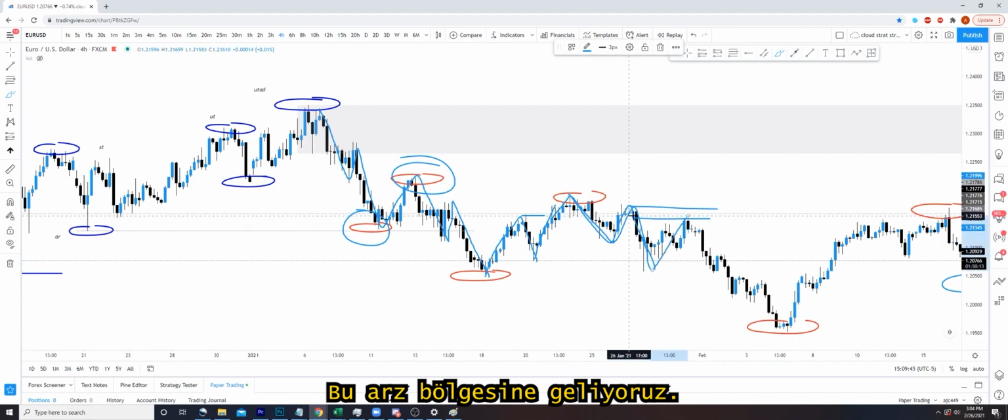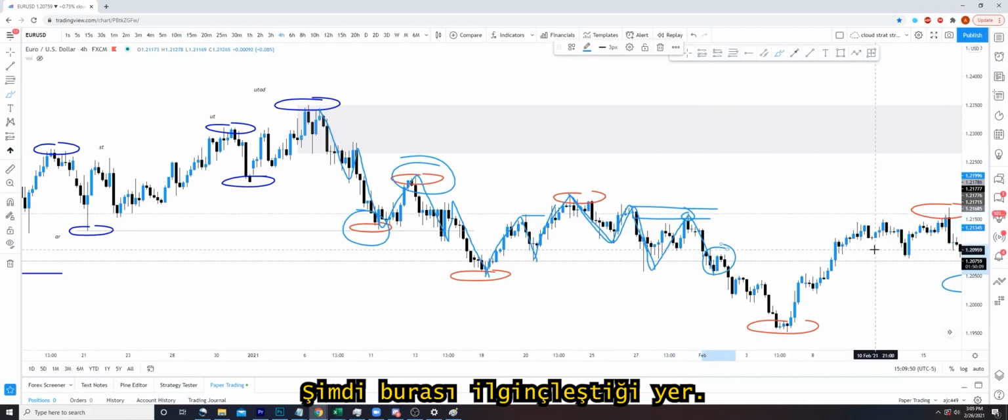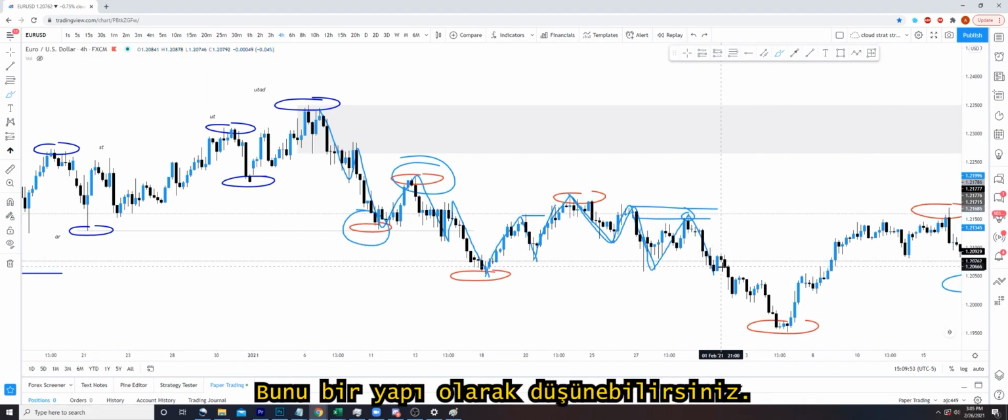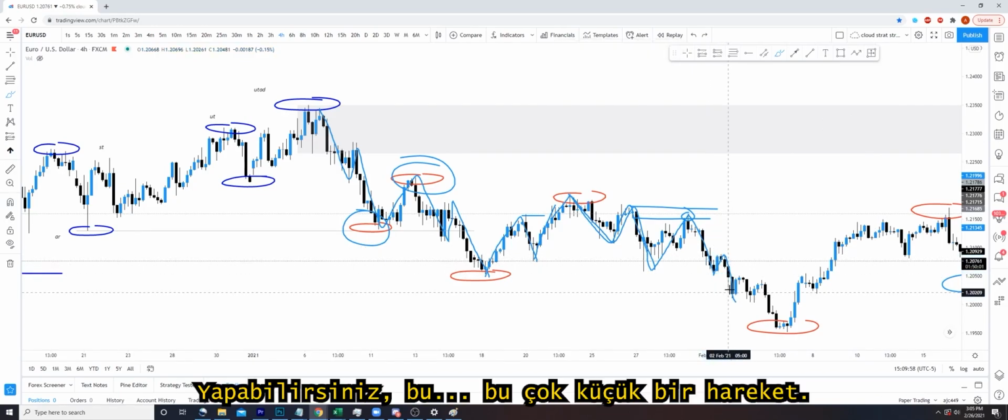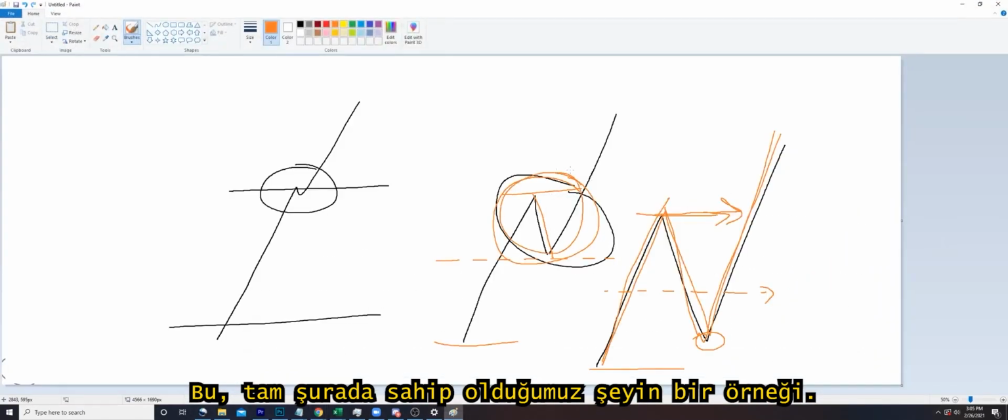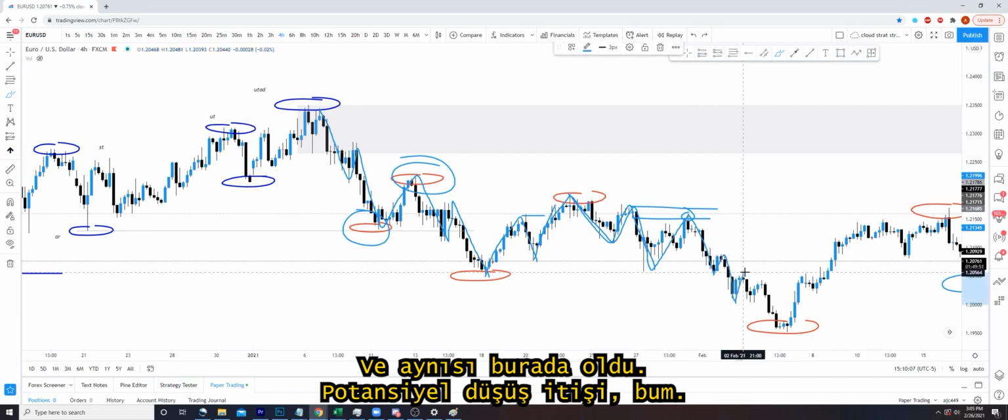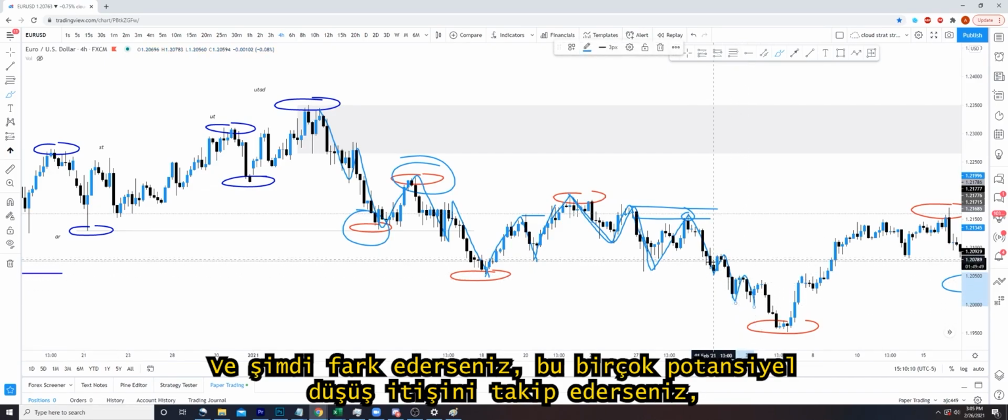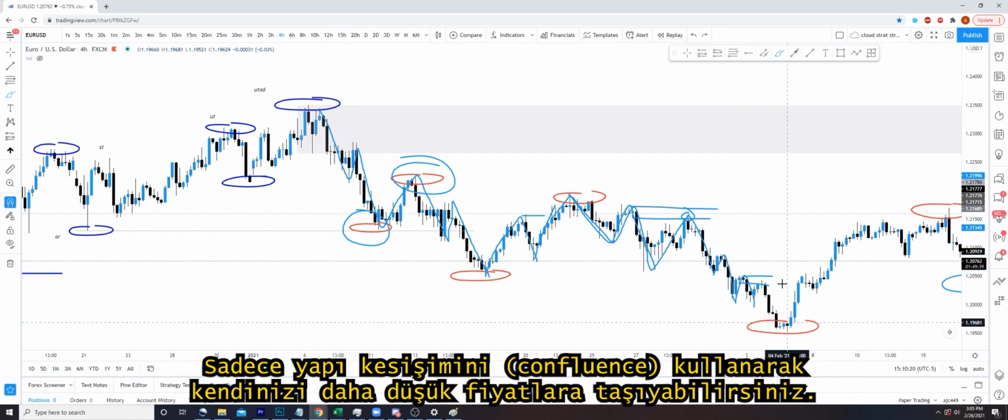We come up into this supply zone, we hit it, and from there we move. Now, this is where it becomes interesting. You can consider this structure. You can. This is a tiny move. This is an example of what we have right here. A move that does not get to the 50%, however, can function as a continuous bearish push. And same thing happened here. Potential bearish push, boom. And now if you notice, if you follow these mini potential bearish pushes, then this supply zone would hold as a perfect area for you to sell at using just the confluence of structure to take yourself to lower prices.